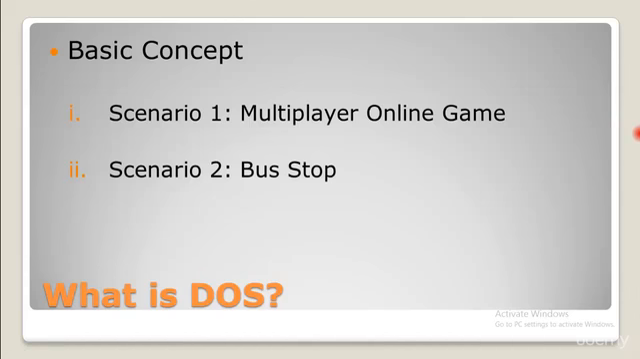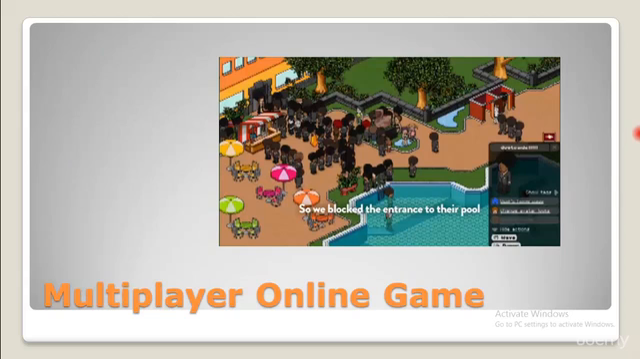The first will be a multiplayer online game, and the second would be a bus stop. So to start with, scenario one is a multiplayer online game. Now just consider you are playing an online multiplayer game. There are millions of other people who also play this game. Now there's a pool in the game that everyone likes to visit. Now you and your friends know that they have the power of numbers. So there are a lot of you, and together you decide to make identical characters in the game. That means you make all of them look similar. Then all of you go and block the access to the pool.